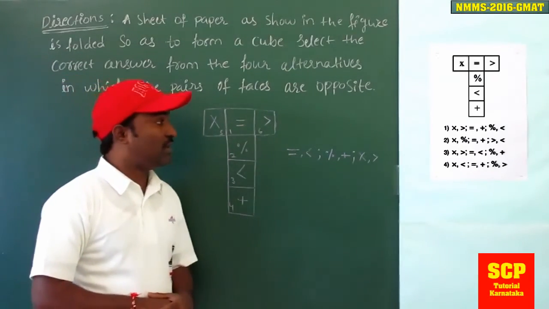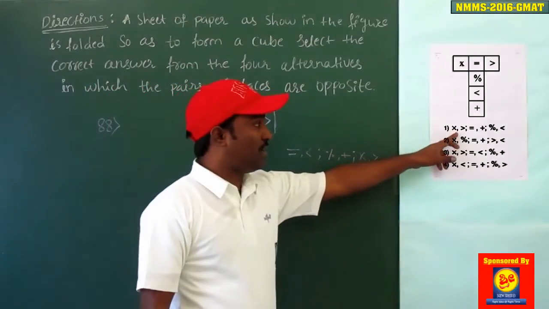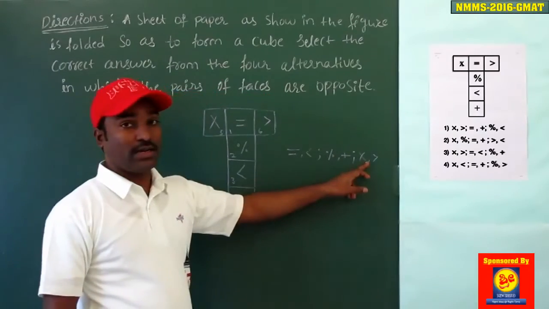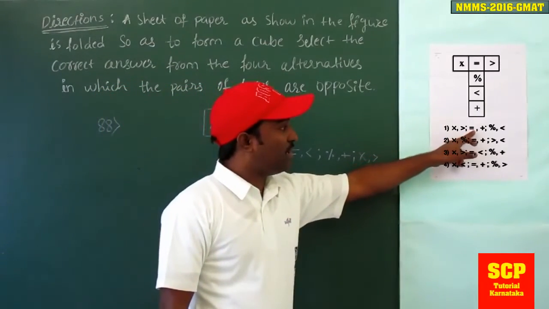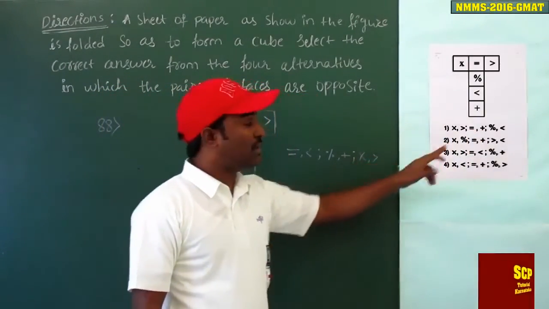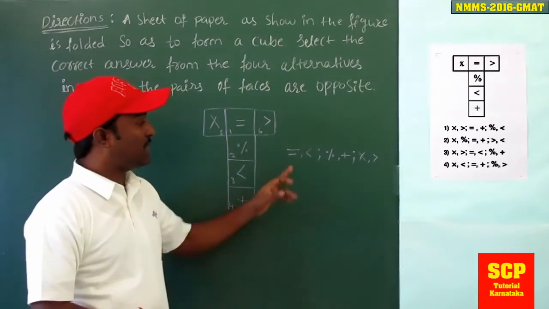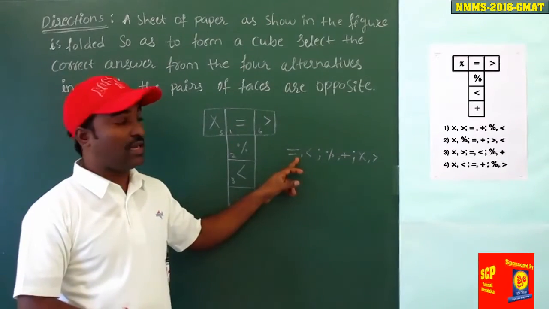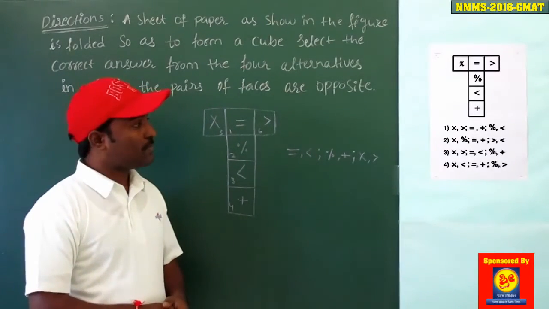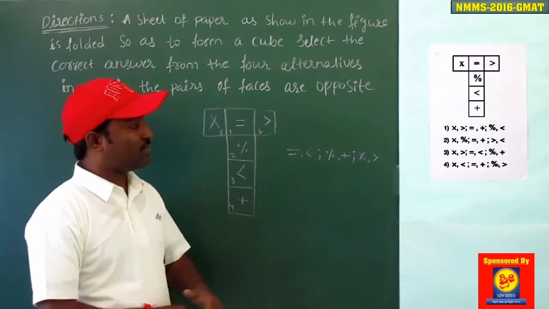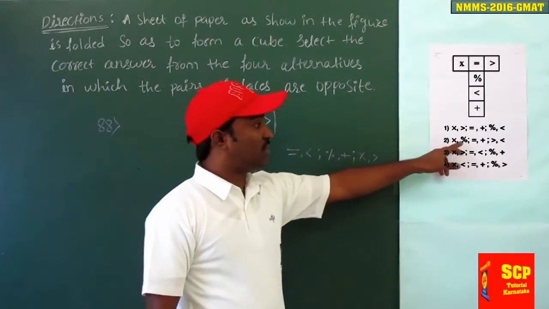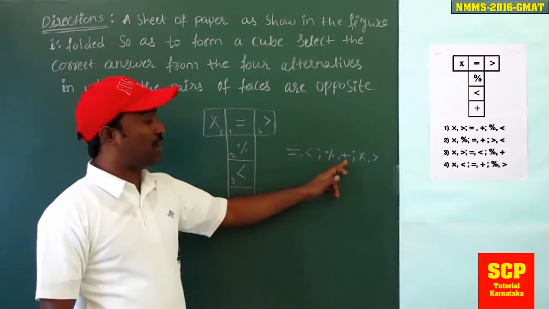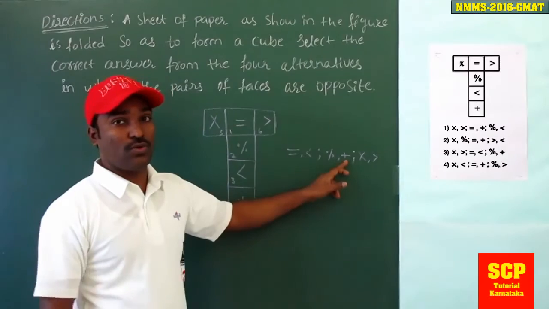In the first option, it is seen that the multiplication sign and greater than sign are opposite to each other. Yes, it is correct. Now next, equal sign and plus sign. Equal sign is opposite to plus, but here our answer is that equal sign should be opposite to less than sign. That means option 1 is wrong. Now moving to the second option. The second option says multiplication sign is opposite to percentage sign, but it is not there. Percentage sign is opposite to plus, so option 2 is the wrong one.